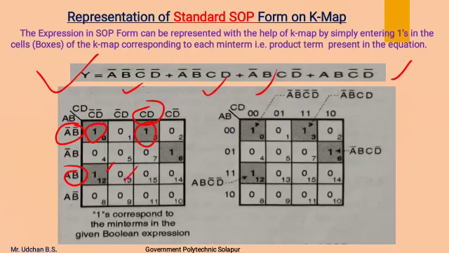boxes a 0 is entered directly. This is how we can enter the values of outputs for each product term in the given expressions as 1, and we can enter zeros for all the remaining input combinations or all the remaining product terms.